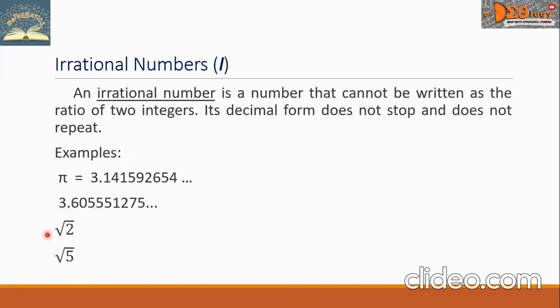We have here square root of 2 and square root of 5. These are irrational numbers. So, we can conclude that a square root whose radicand, or the number inside the square root, is not a perfect square is considered to be an irrational number.